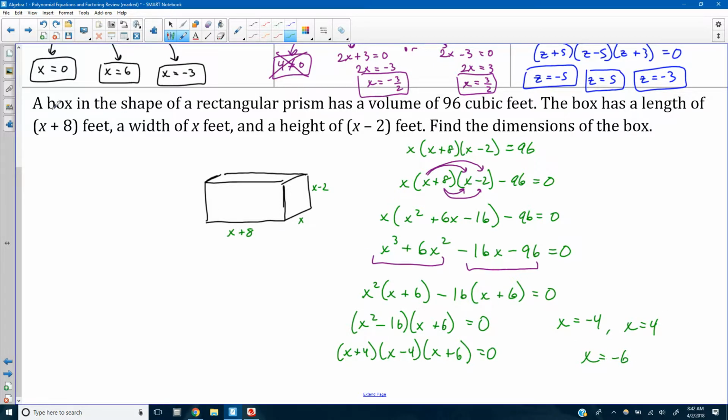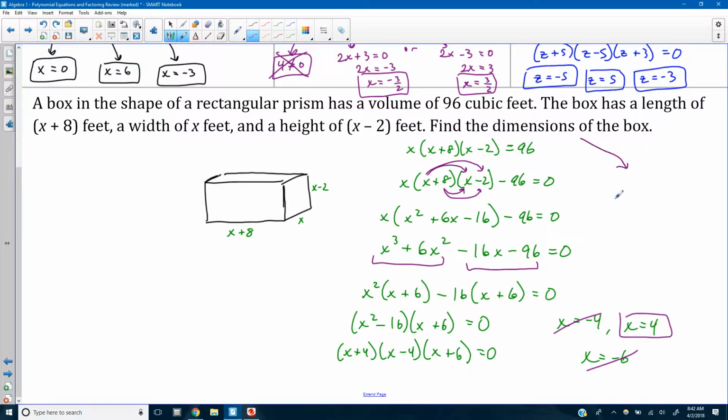Now for this problem, this is about a box and it's about length, and length can only be positive. So you only can plug in numbers that are going to give you positive results, in which case -4 and -6 won't work, but 4 will. Now that's not my answer. They said find the dimensions of the box.